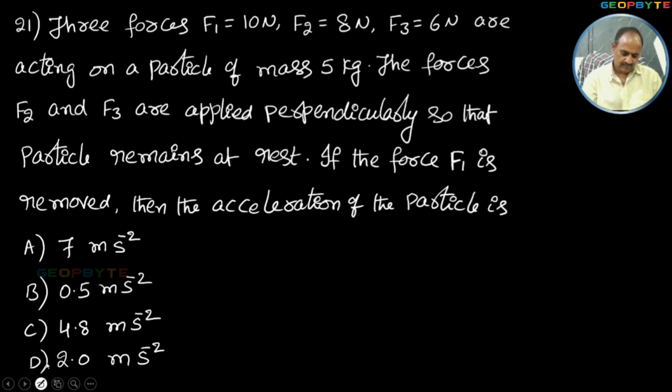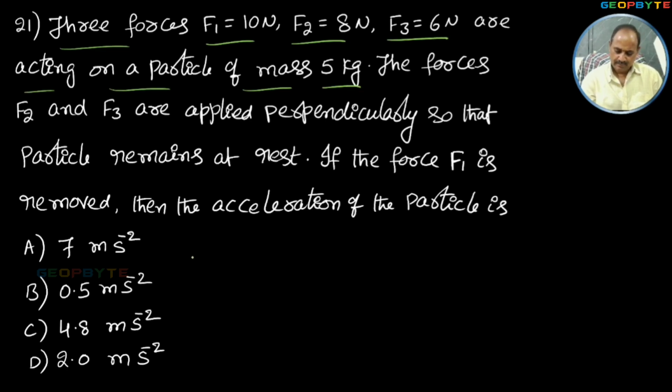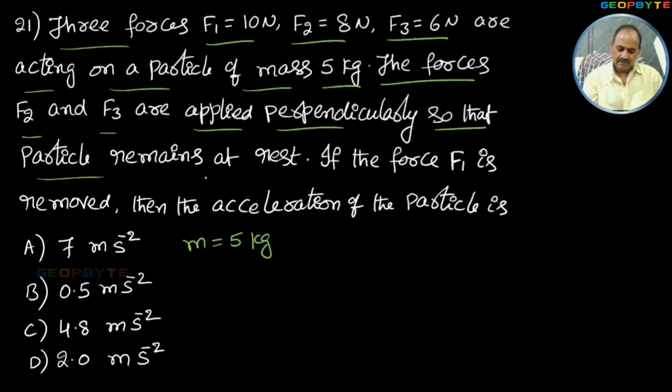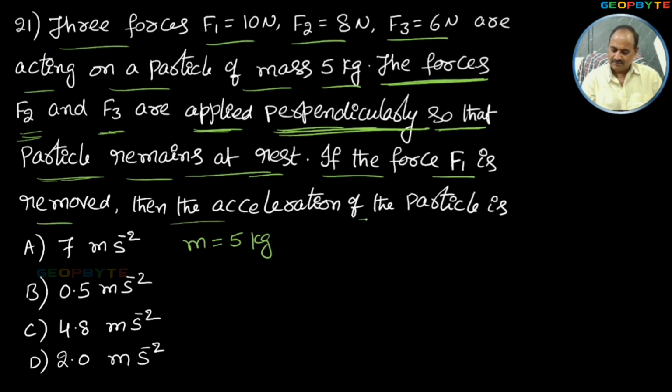Similarly, look at another important question. Try to read it clearly. Three forces F1, F2 and F3 are acting on a particle of mass 5 kg. The mass of the particle is given as 5 kg. The forces F2 and F3 are applied perpendicularly so that the particle remains at rest. If the force F1 is removed, then what is the acceleration of the particle?